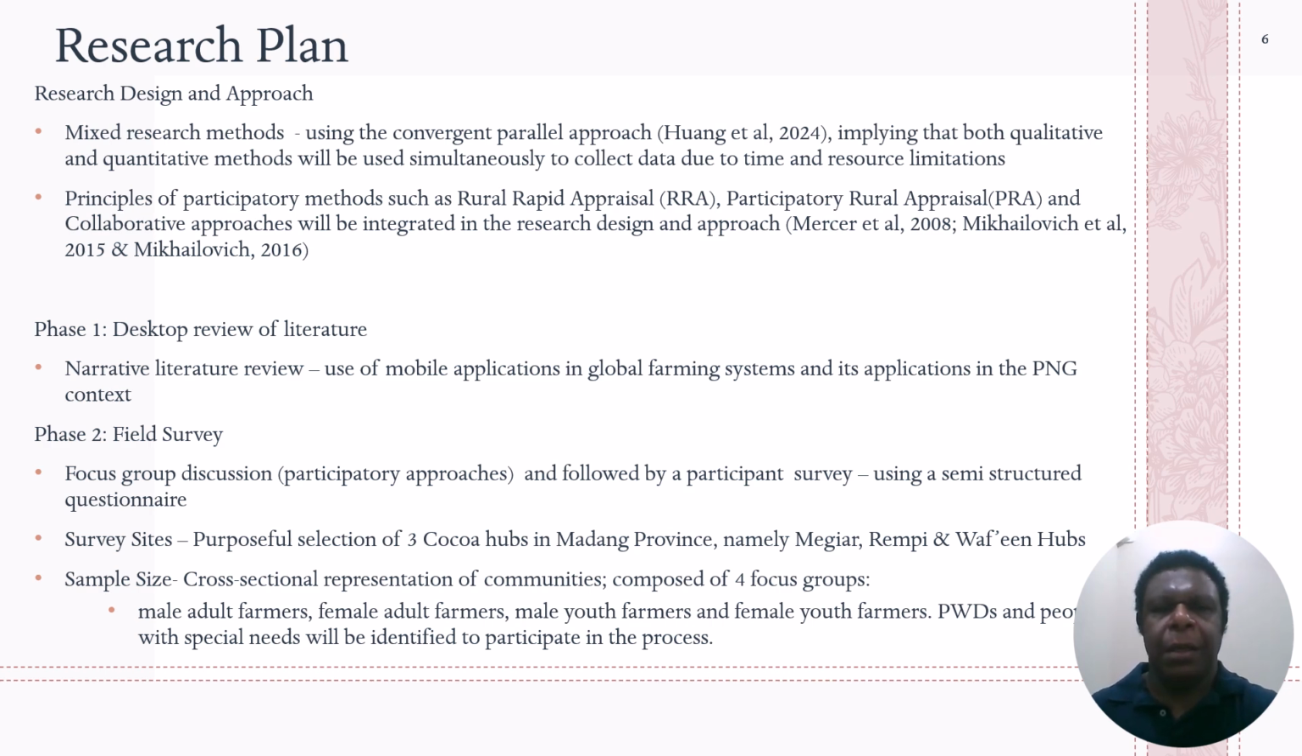We will use the mixed research methods using the convergent parallel approach, which means that both qualitative and quantitative data will be collected simultaneously due to time and resource limitations. Principles of participatory methods such as rapid rural appraisal, participatory rural appraisal, and collaborative approaches will be integrated in the data collection process as per previous research done in PNG.